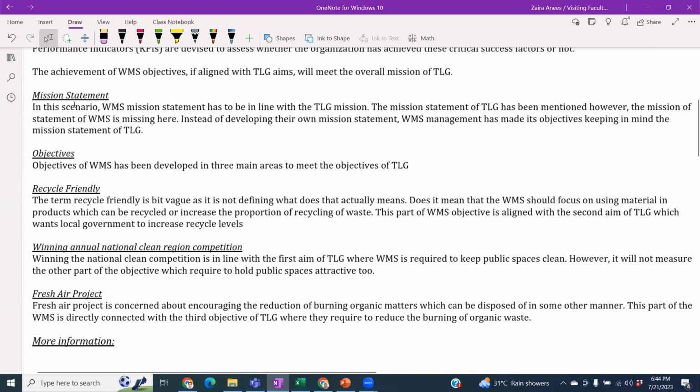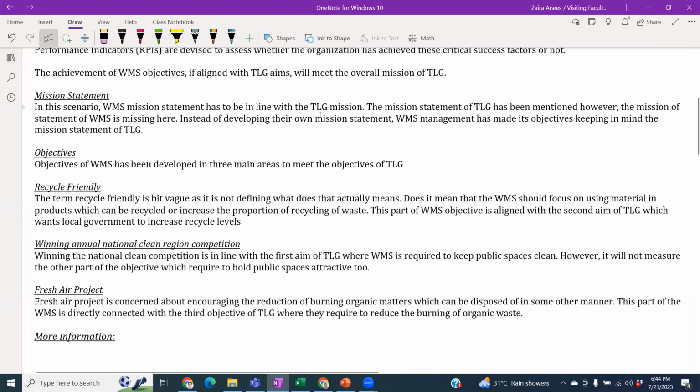First of all, the mission statement. In this scenario, the WMS mission statement has to be in line with the TLG mission. The mission statement of TLG has been mentioned. However, the mission statement of WMS is missing here. Instead of developing their own mission statement, WMS management has made its objective keeping in mind the mission statement of TLG, right? We can further focus on that WMS should have their own mission statement. We can write it.